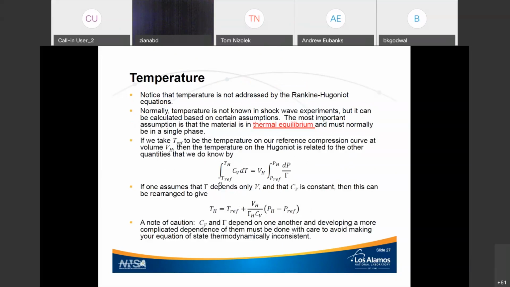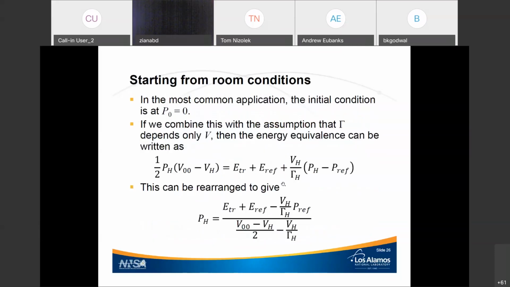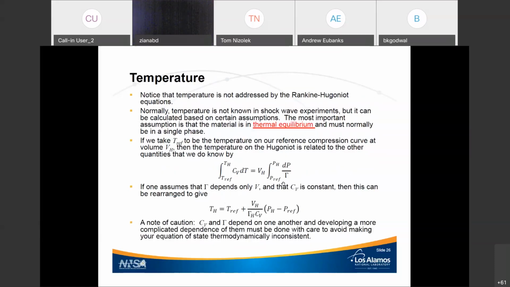Here's the calculation we would do. If we were calculating temperature with some specific heat, and again, if we make some assumptions like CV is constant and that gamma depends only on volume, then our isochoric heating part right here gives us this kind of temperature change. And if we know the temperature of our reference curve, then we can calculate a temperature on the Hugoniot.